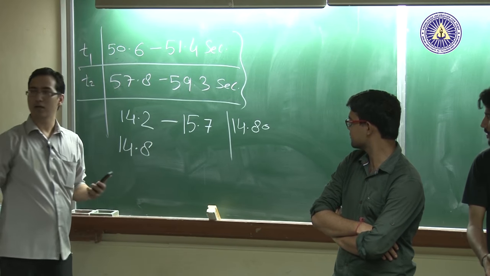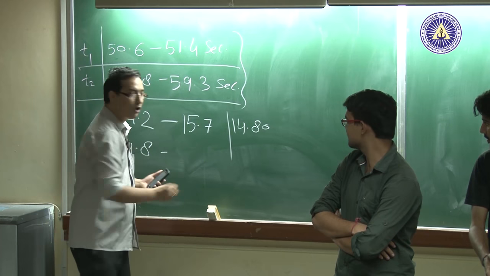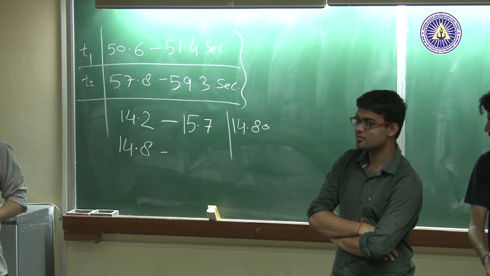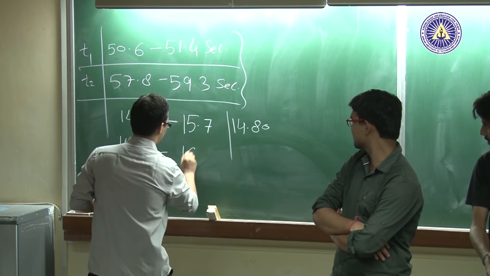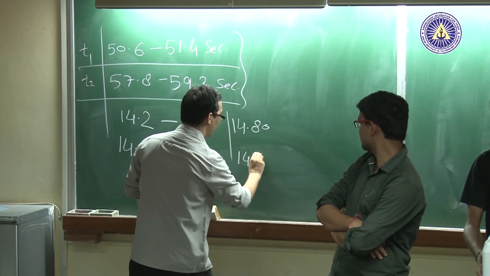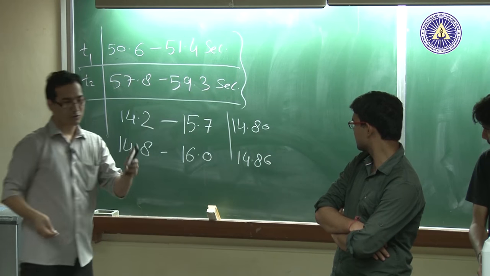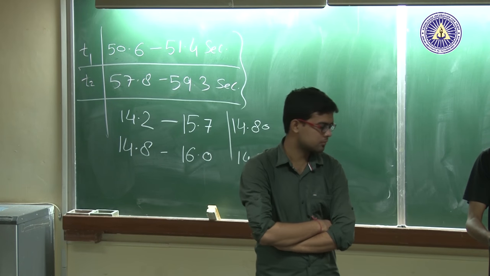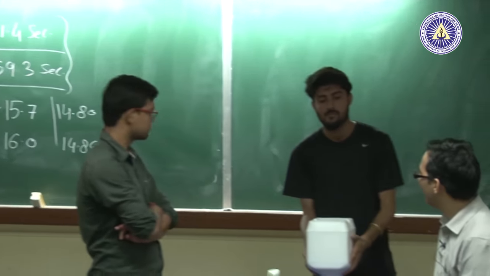14.8 is the least number that we got. Maximum number we got is 16. Anybody higher than 16? Okay, I'll just put it 16.0. Just for the sake of comparison, I'll put mine as well, because I was too close to the experiment, so I could probably control it in a bit more detailed fashion. But this is what we got, right?